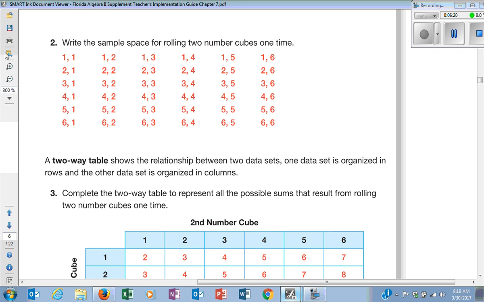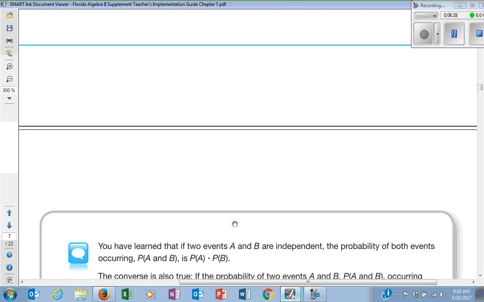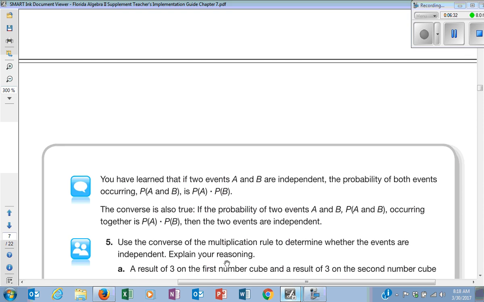I should have a 1 out of 36, correct? What are the chances of me rolling a 3 for the first number cube? 1 out of 6 chance at rolling a 3. Because how many numbers are there? 6. How many 3s are there? 1. So I have a 1 out of 6 chance.